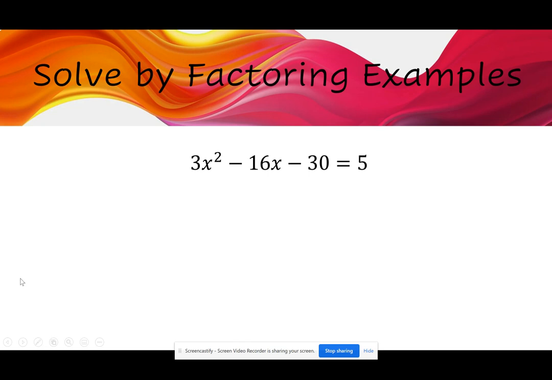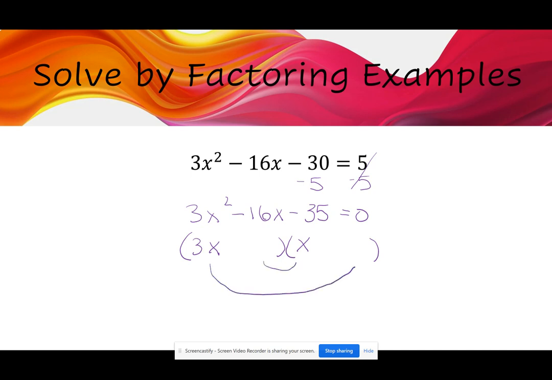One more example. Again, this one does not equal 0, so we're going to subtract 5 from both sides to make it equal 0. So we have 3x squared minus 16x minus 35 equals 0. We're going to factor. It has to be 3x and x. So we want our numbers to multiply to 35 and these products to subtract to 16. So if we put a 7 here, we get 21x. And if we put a 5 here, we get 5x. 21 minus 5 gives us our 16.